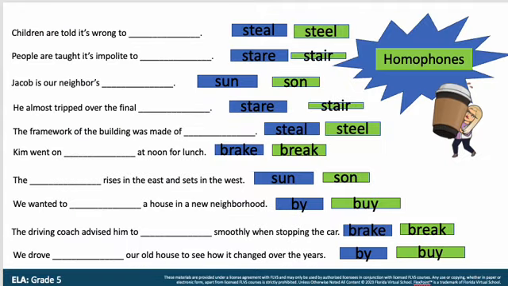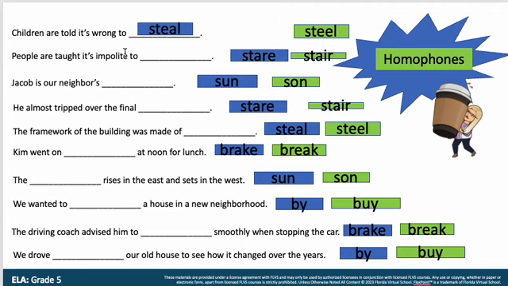Okay, so hopefully your mind is blown learning about the homophone. So remember, homophones are words that sound the same but are spelled differently. Over here, we're going to take a look at some of these. We have: children are told that it's wrong to steal or steel. What do we think? Blue or green? Hopefully we know that it's blue, because steal, S-T-E-A-L, means that you're going to take something. Steel, S-T-E-E-L, is steel like the metal.